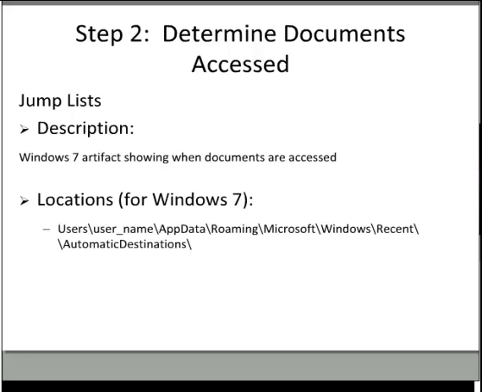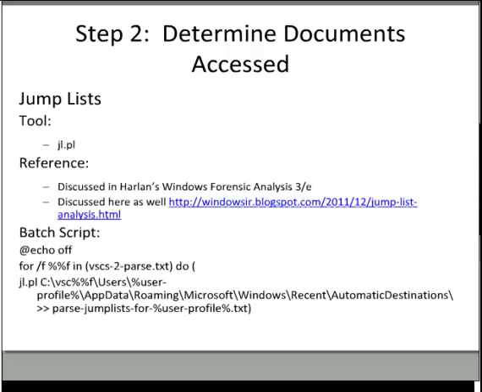The second artifact I'm going to parse is jump lists. A jump list is a new artifact in Windows 7, and inside a jump list they also show what documents somebody has accessed. There are 2 folders that contain jump lists. I'm only going to be parsing one of them, and that folder is the automatic destinations folder.